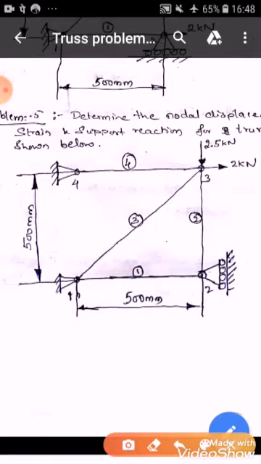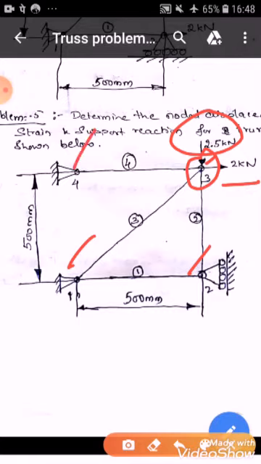The node force is applied vertically downward, 2.5 kilonewton, and 2 kilonewton at this point, and I have put that node number as 3. Node 1 is fixed, node 2 has a roller support, node 3 is free but forces are applied on it, 2.5 kN vertically downward and 2 kN in the horizontal direction, and node 4 is fixed.